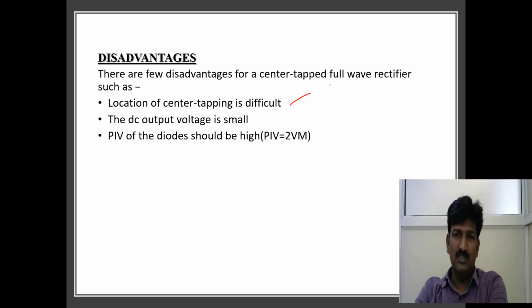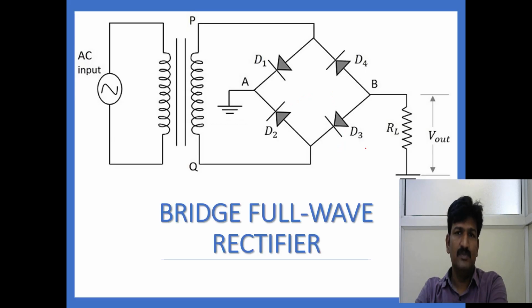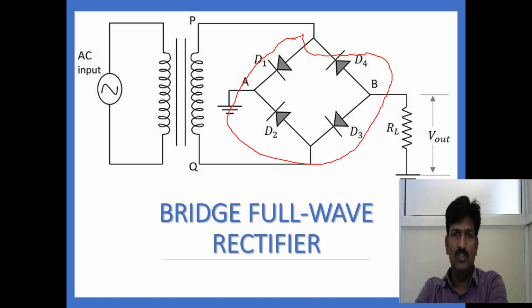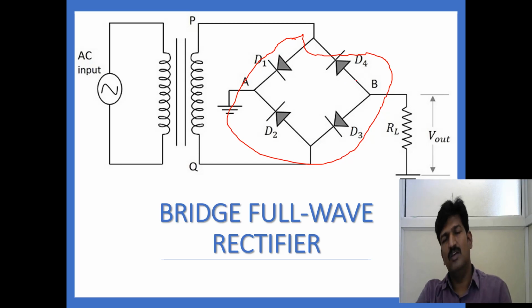These difficulties, these problems can be overcome in the bridge rectifier. This is a bridge rectifier. It also has the transformer. It forms the bridge by using four diodes, which are connected like this: D1, D3 oriented like this, and D2, D4 oriented like this. Here RL is the load resistor. You draw the output voltage across the RL.